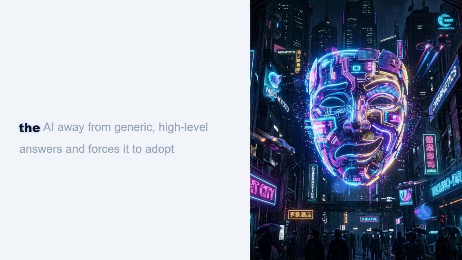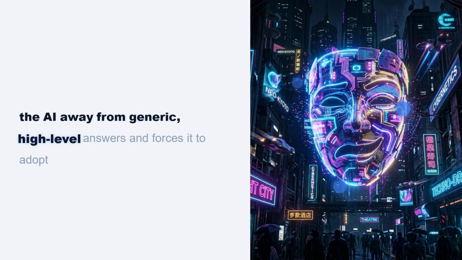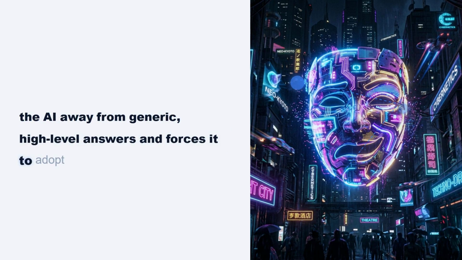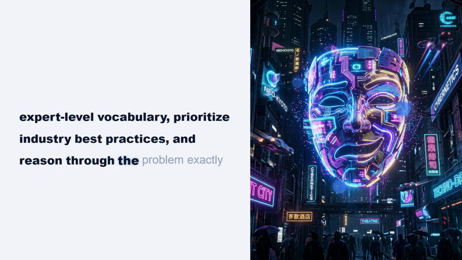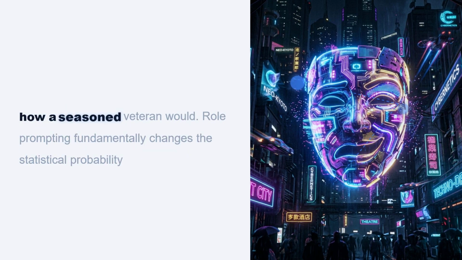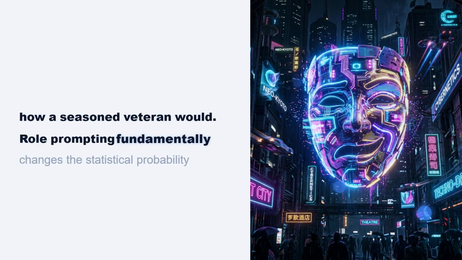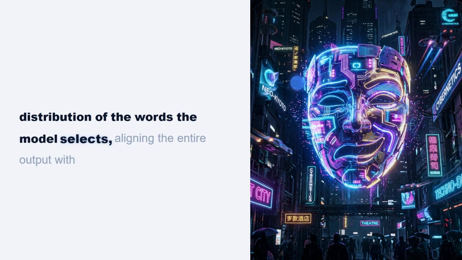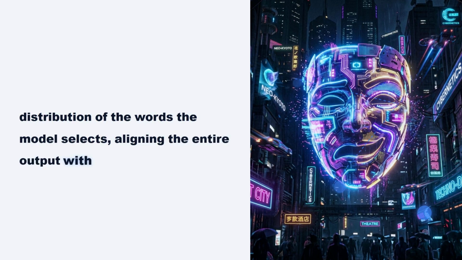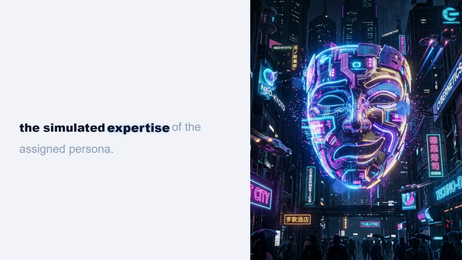It steers the AI away from generic, high-level answers and forces it to adopt expert-level vocabulary, prioritize industry best practices, and reason through the problem exactly how a seasoned veteran would. Role prompting fundamentally changes the statistical probability distribution of the words the model selects, aligning the entire output with the simulated expertise of the assigned persona.